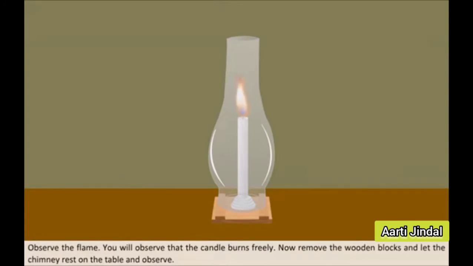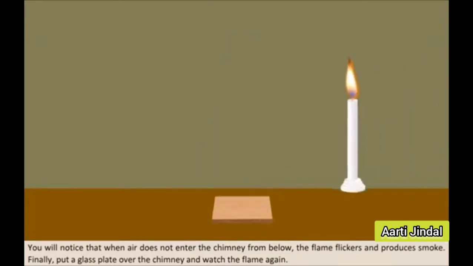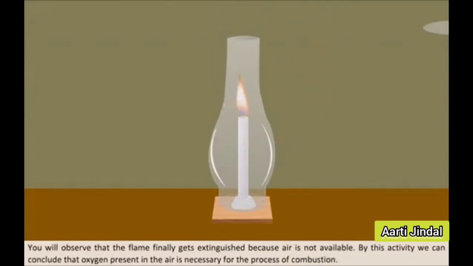Now remove the wooden blocks and let the chimney rest on the table and observe. You will notice that when air does not enter the chimney from below, the flame flickers and produces smoke. Finally, put a glass plate over the chimney and watch the flame again. You will observe that the flame finally gets extinguished because air is not available. By this activity, we can conclude that oxygen present in the air is necessary for the process of combustion.